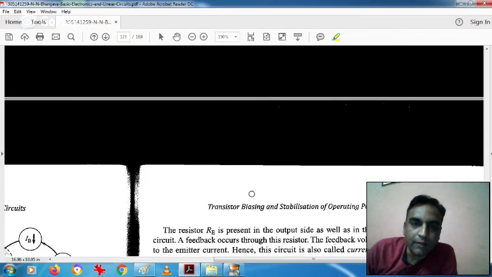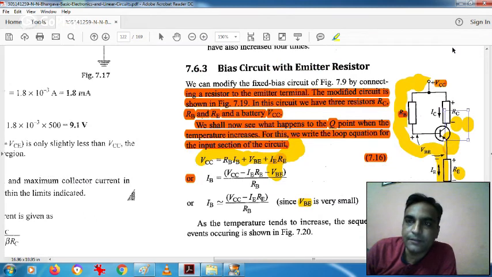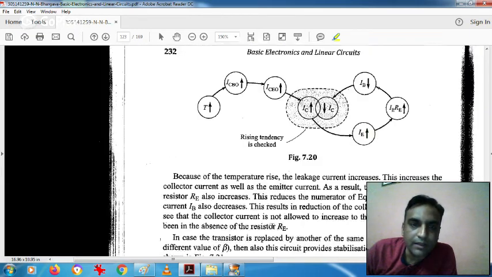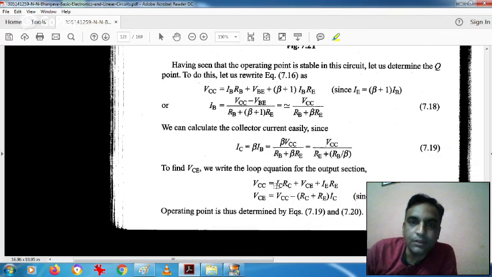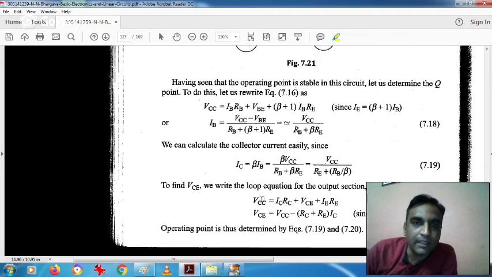Writing the equation on that side, VCC is equal to ICRC plus VCE plus IE into RE. So from this we can make the equation of VCE is equal to VCC minus (RC plus RE) into IC. So this is the equation of VCE.